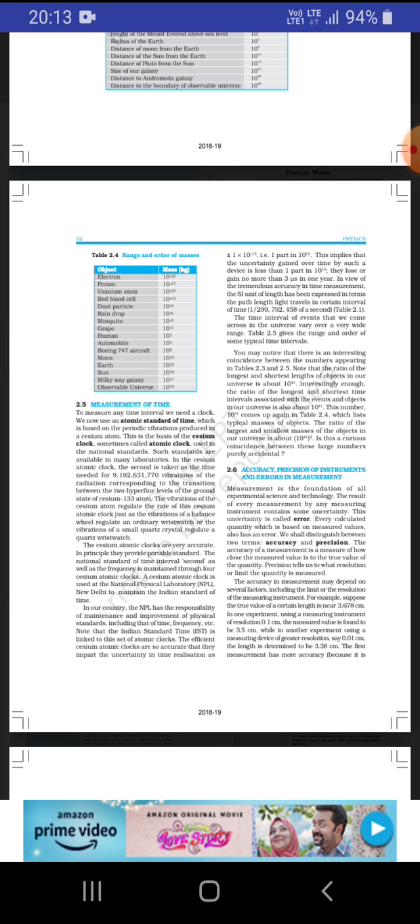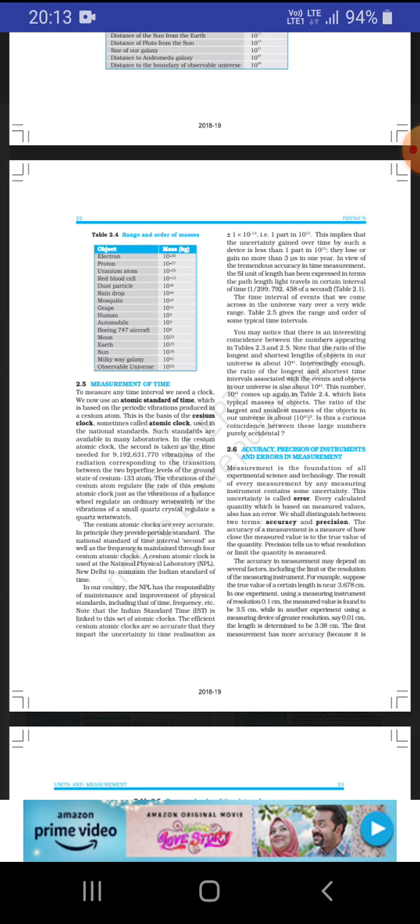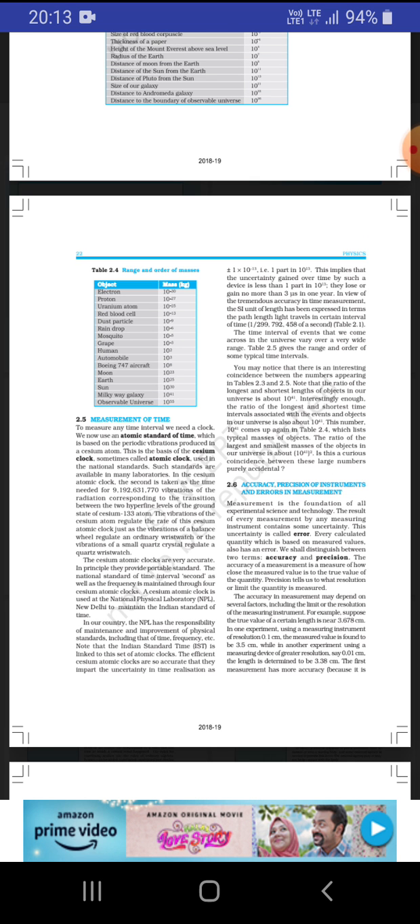In the old age, they were watching the sun, and there was a sand clock where they knew the time when the sand was falling; when the full sand fell, it was 1 hour. Like that they measured time then, and now they measure time in seconds. The national standard of time interval, the second, as well as frequency, is maintained through four cesium atomic clocks.